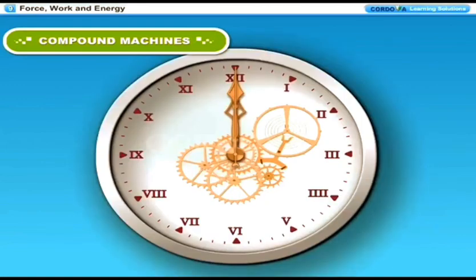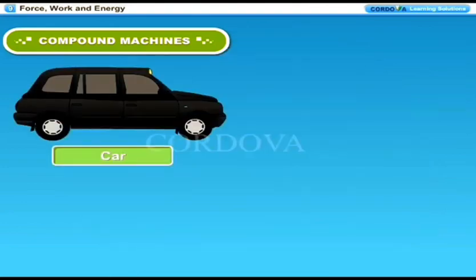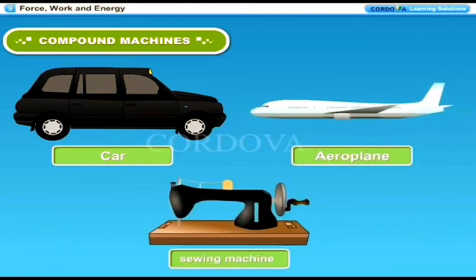Compound machines. If we open up a clock, we find several simple machines inside it. Similarly, cars, aeroplanes, and sewing machines also consist of several simple machines. Such machines are called complex machines or compound machines. Machines have made our life simple. We must take care of machines and maintain them properly.